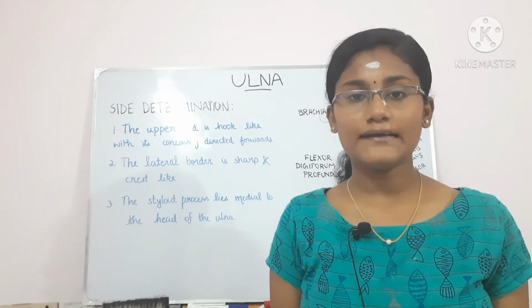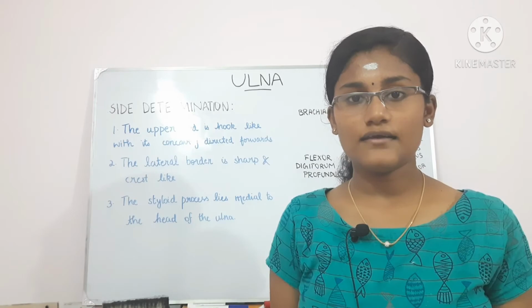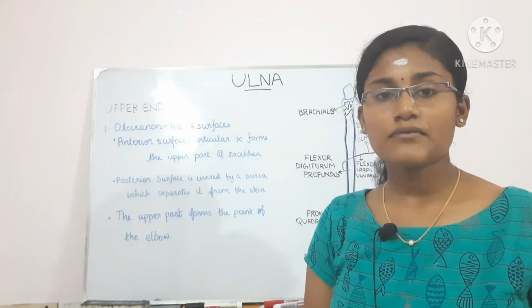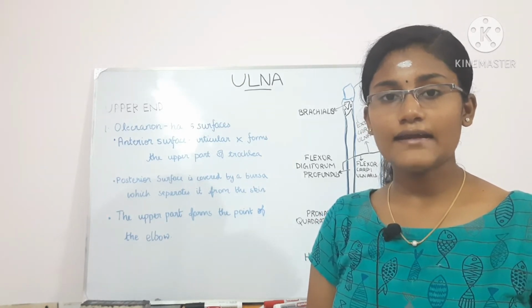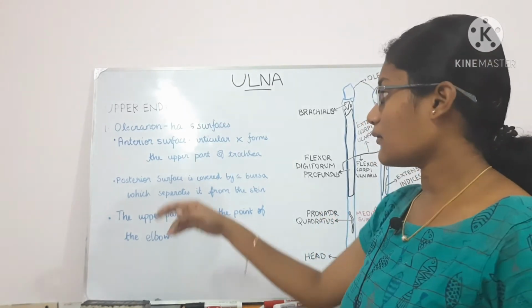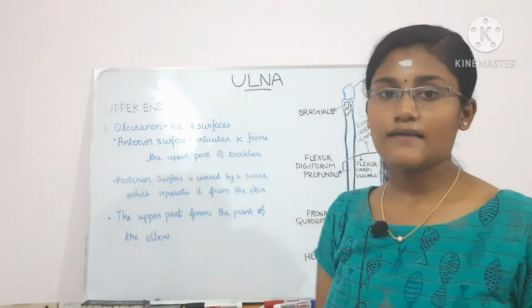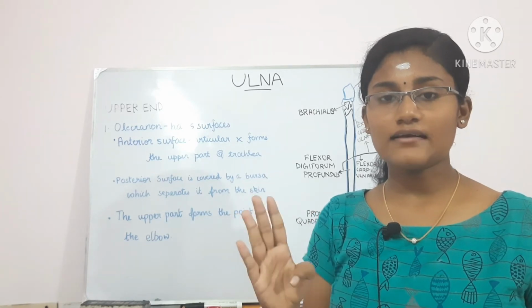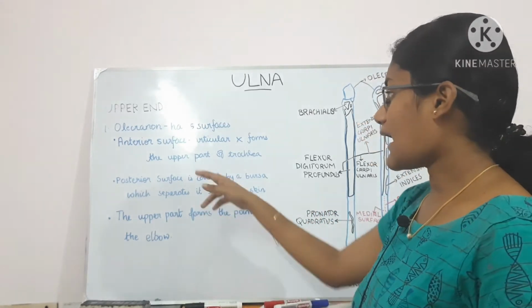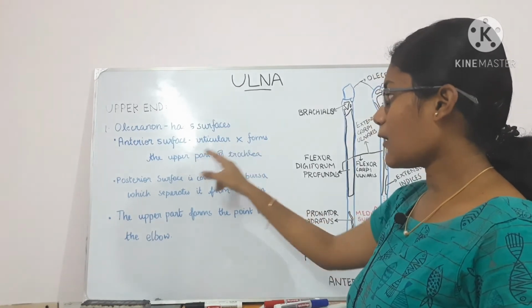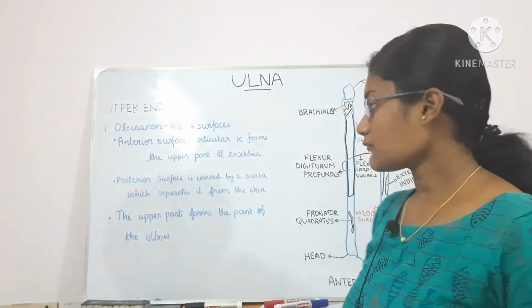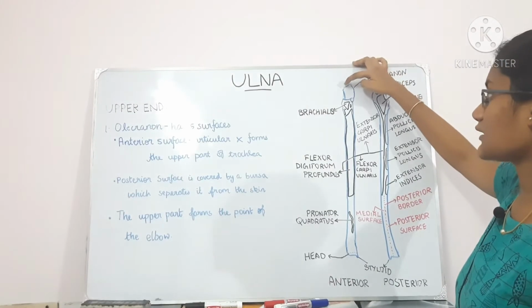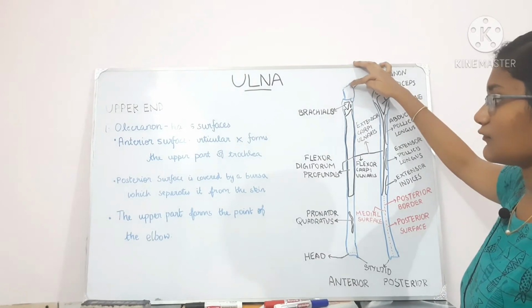Now let's go into detail about the upper end and the lower end of the ulna. On the upper end, we are going to talk about the olecranon process and then the coronoid process, the radial notch and the trochlear notch. The olecranon process has 5 surfaces, that is the anterior surface, posterior surface, superior surface, lateral surface and medial surface. The anterior surface is articular and it forms the upper part of the trochlea. So this is the anterior surface and it is articular. It articulates with the olecranon fossa and it also forms the upper part of the trochlea.